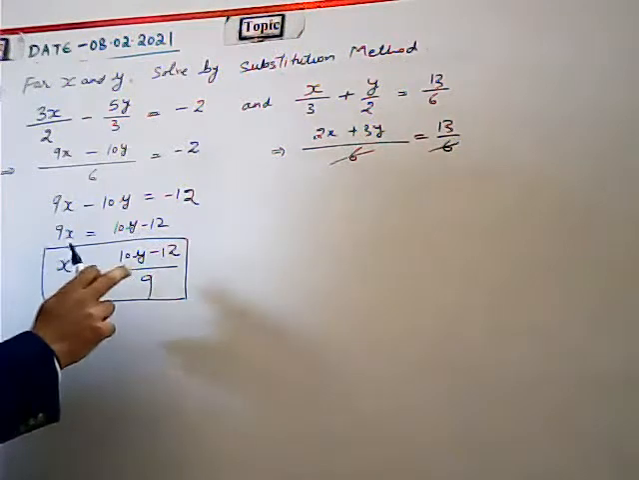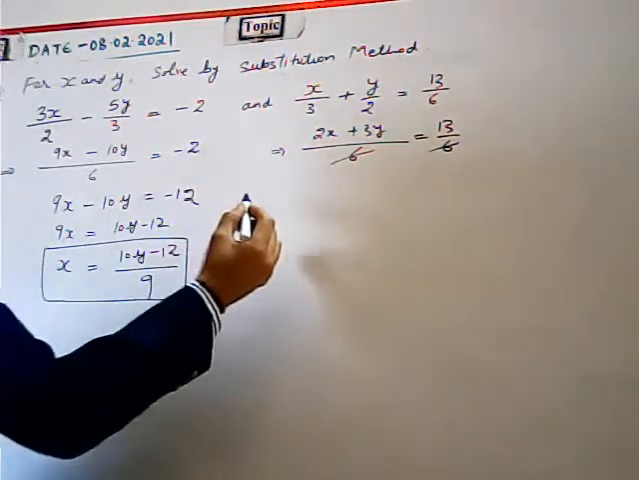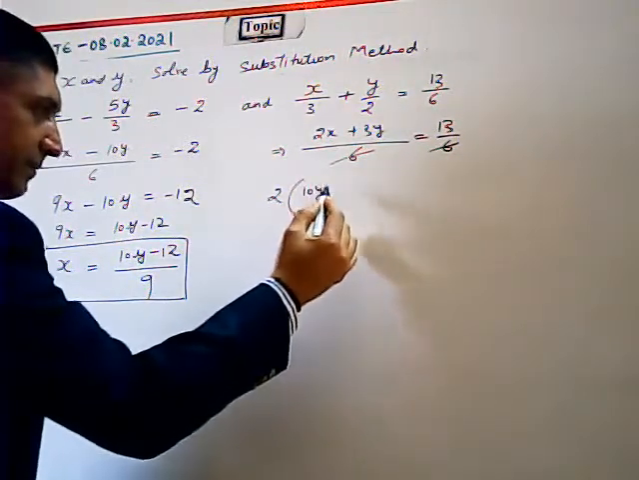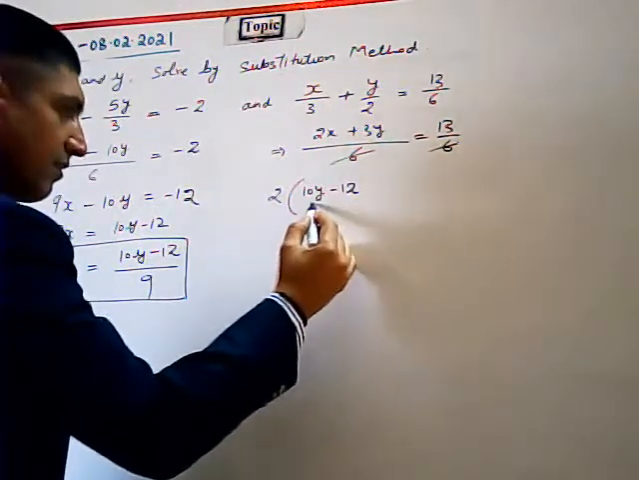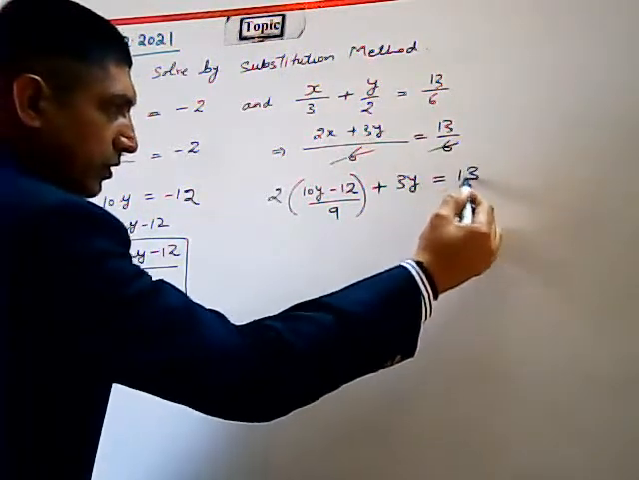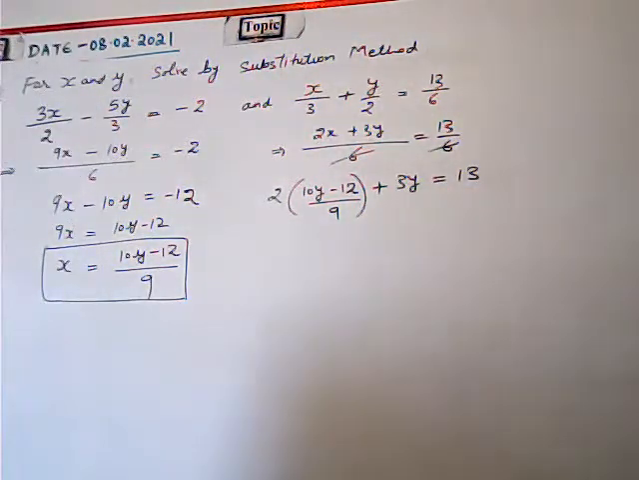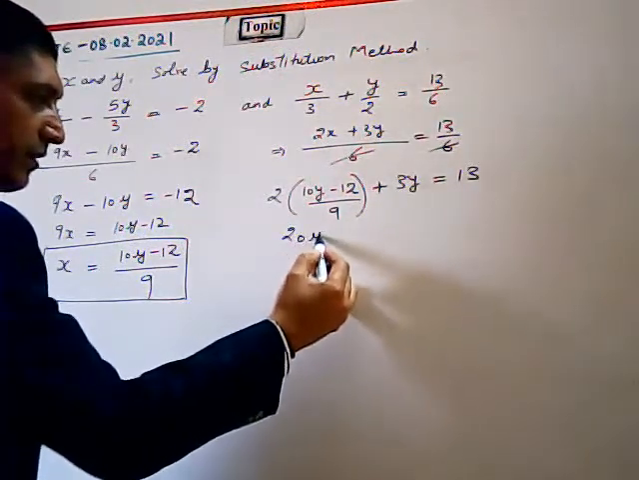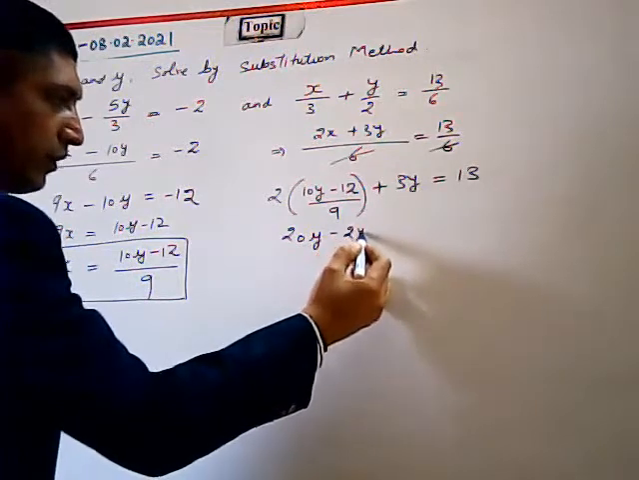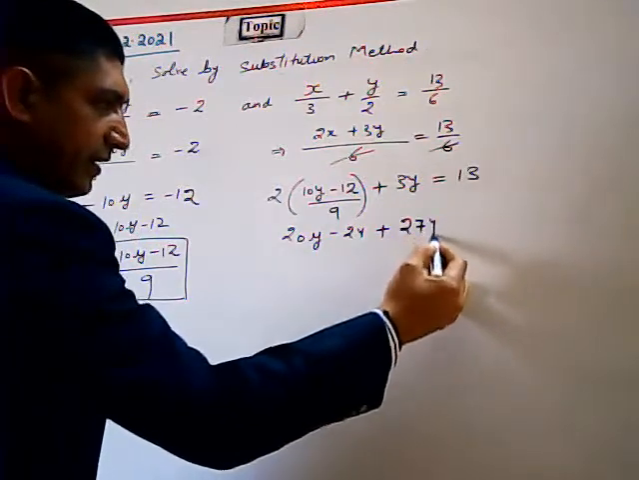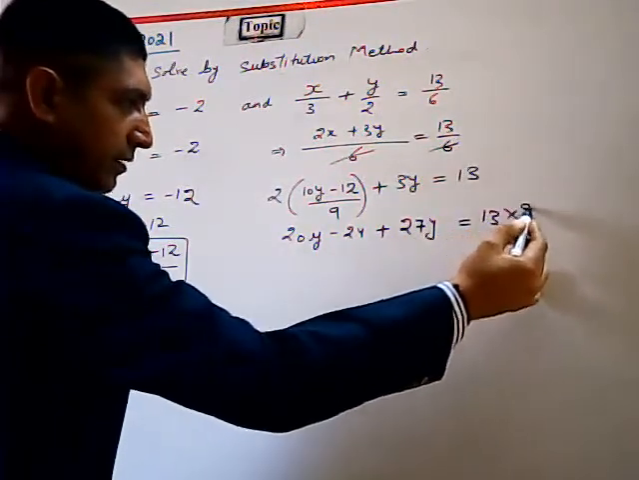here we will substitute the value of x in this equation. So we have, in place of x, 2 into 10y minus 12 upon 9 plus 3y is equal to 13 upon 6, right? So here we will multiply, this is 20y minus 24 plus, we will take LCM here, 9 3s are 27y is equal to 13 into 9, right?